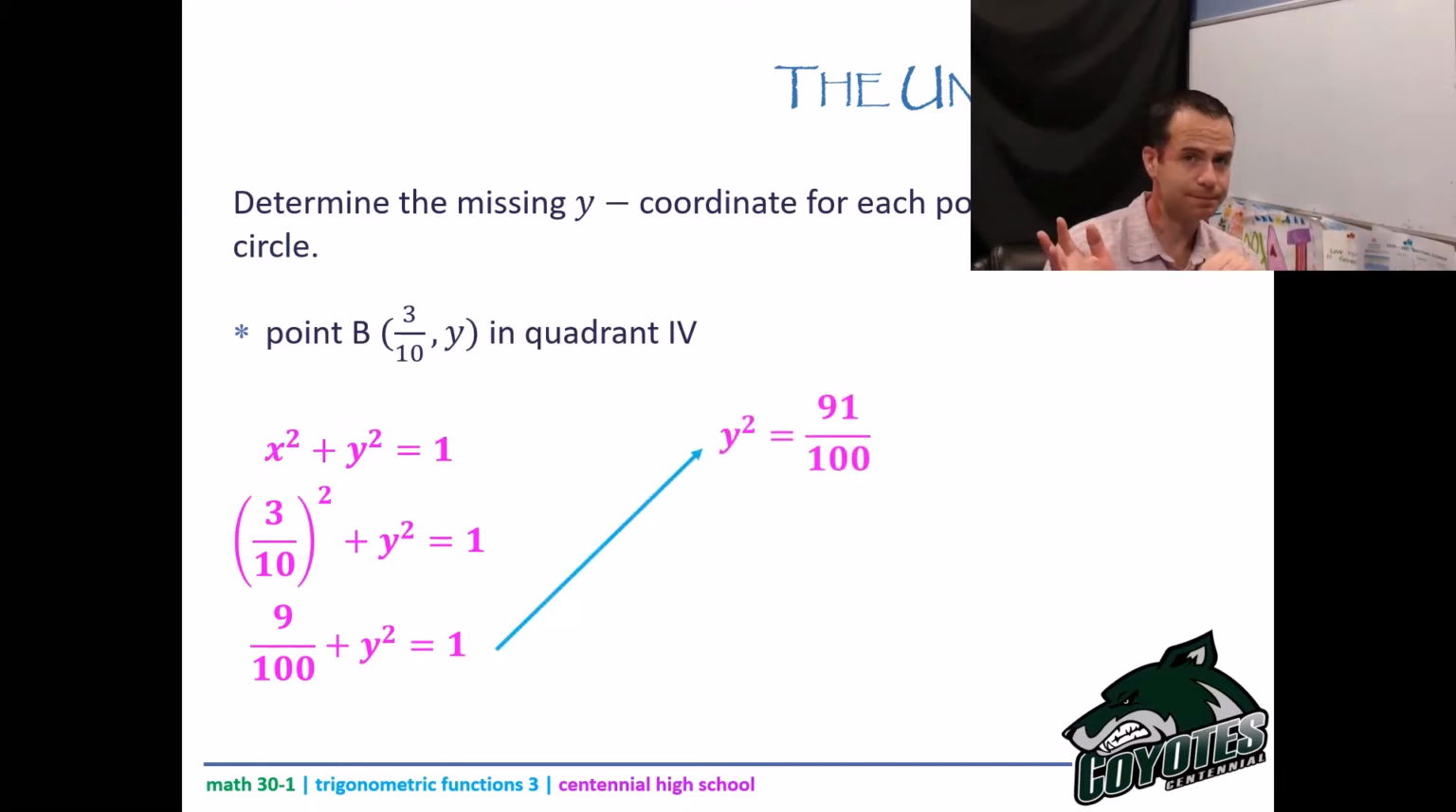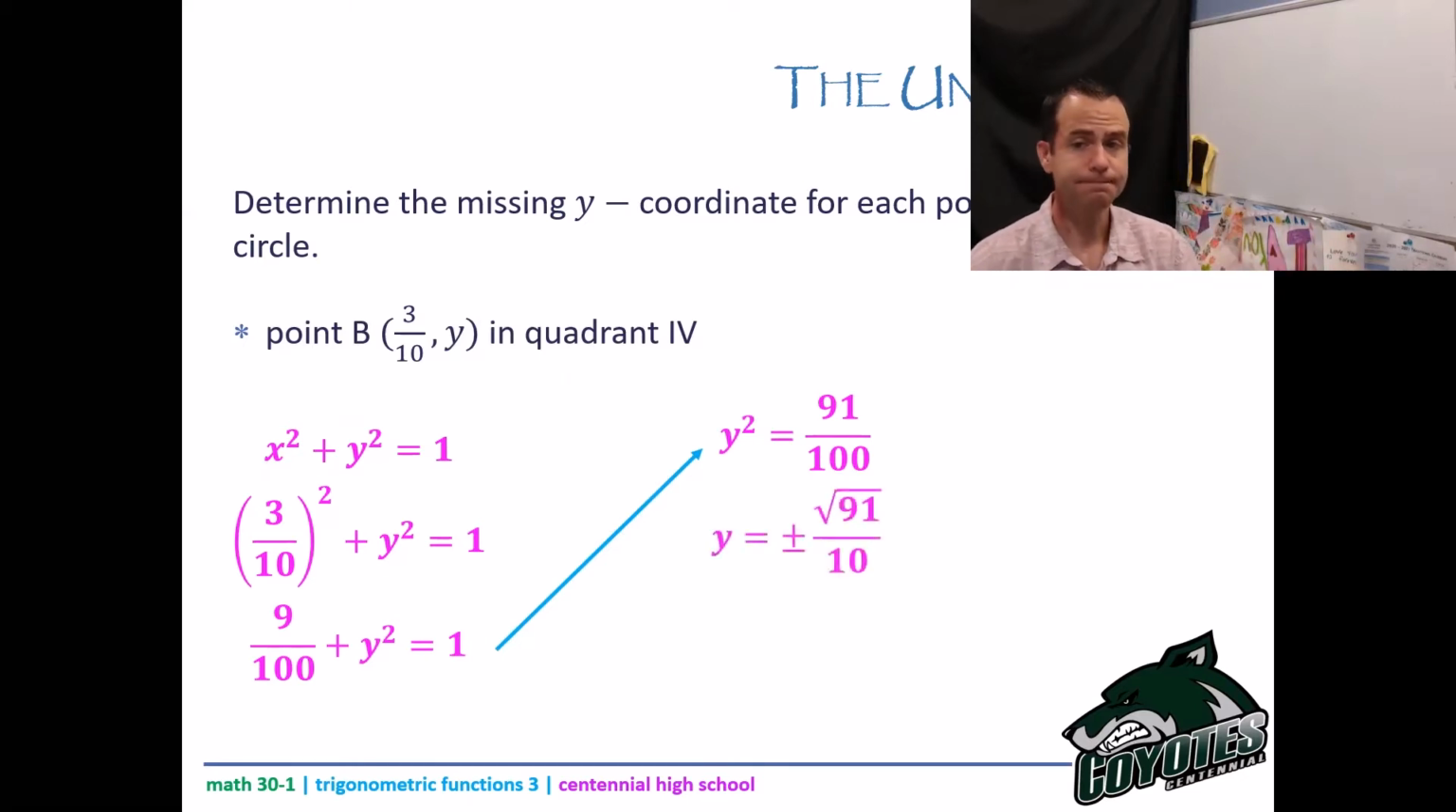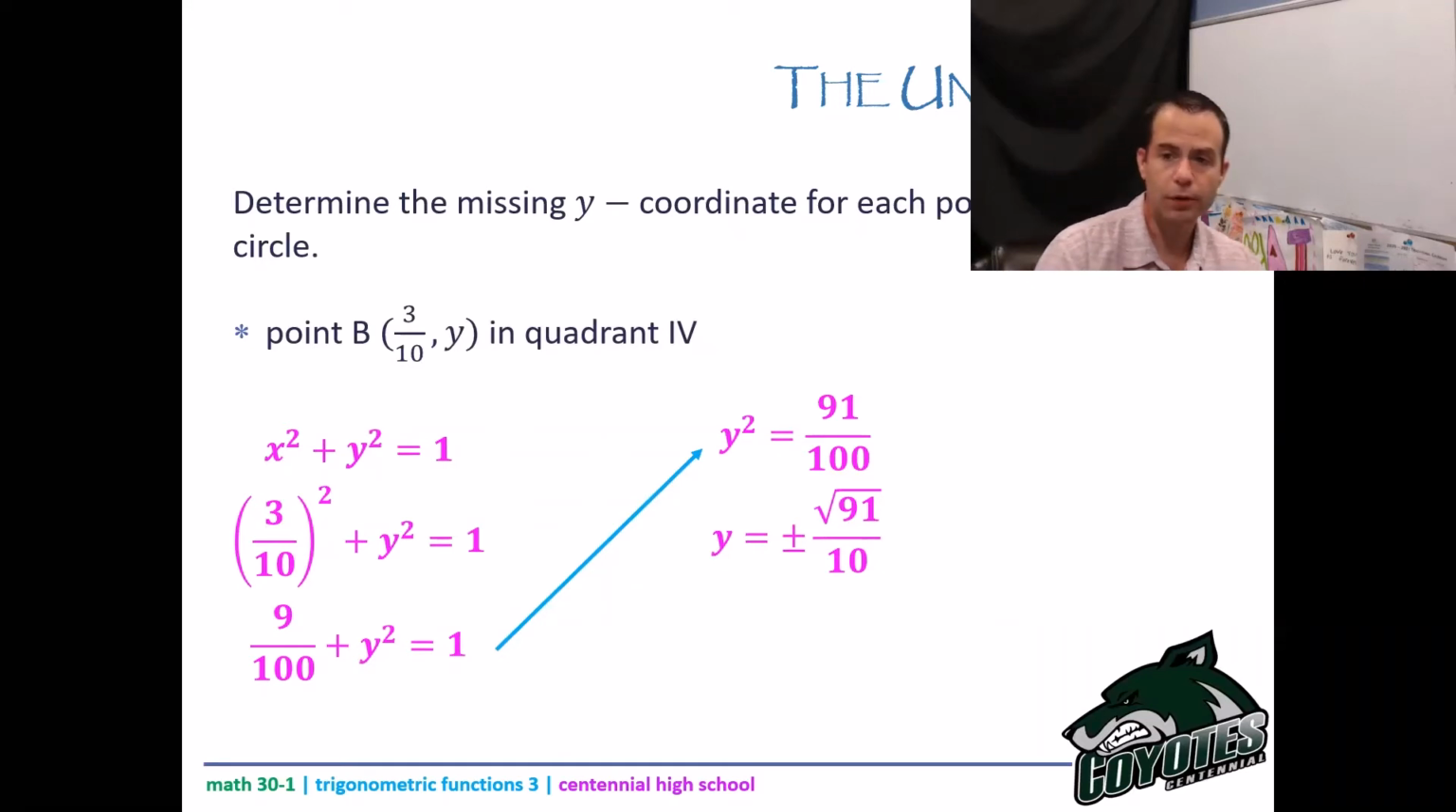Everybody with me? Okay, now I have to square root. So it's going to be plus or minus when I square root. I don't know the square root of 91, so I'll leave that as root 91. But I do know the square root of 100, so that'll be 10. So y is plus or minus root 91 over 10. And then I have to decide what quadrant I'm in. So I'm in quadrant 4, and y is negative in quadrant 4. So my final answer will be 3 over 10, comma, negative root 91 over 10.